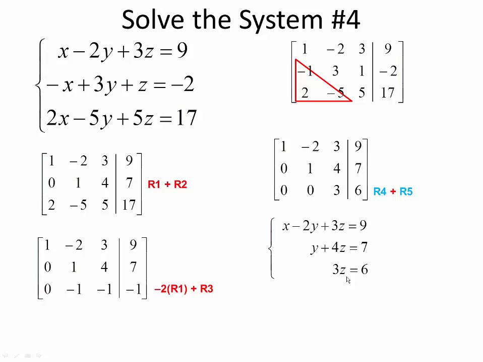So that's it. So that's 3 times z is 6. That would give me a 2 for z. And back going up here, -1 for y. And so on. And you can get x. Okay.